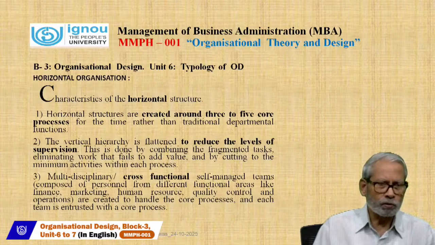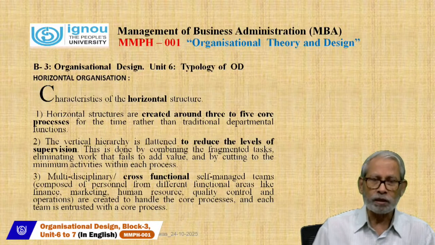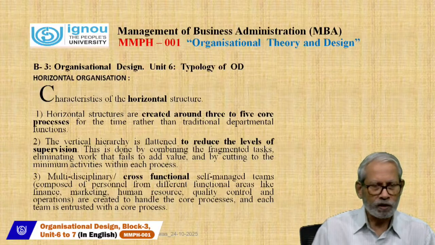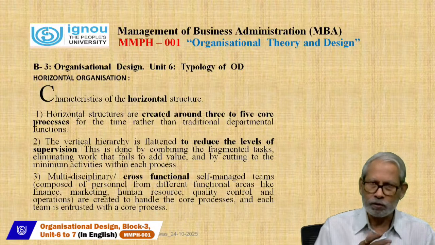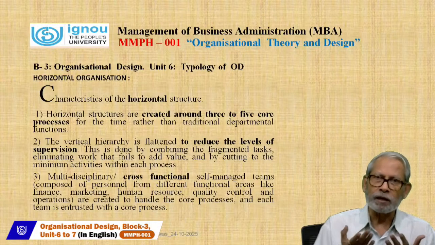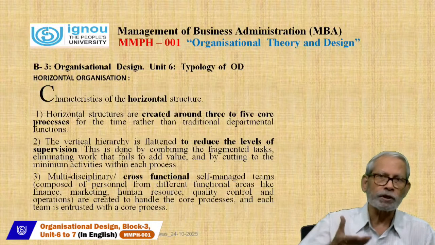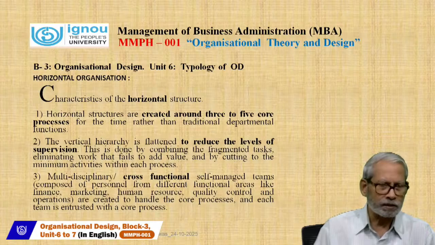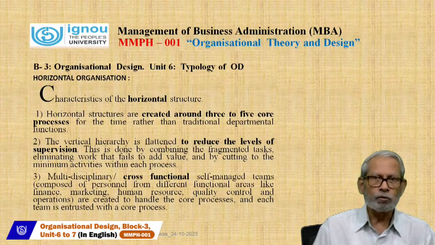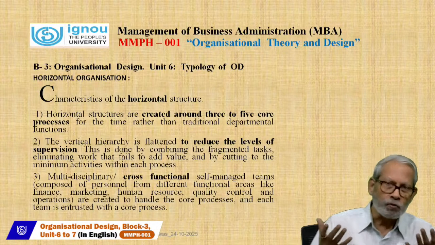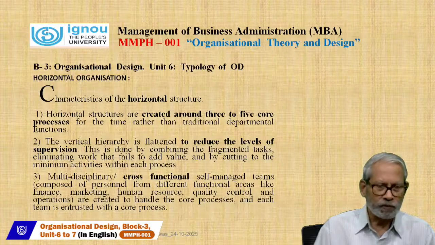Now the characteristics of the horizontal structures. It is created around three to five core processes. As the name itself says, it is a horizontal, parallel, flat type, which means it does not have levels as such. So it reduces the levels of supervision, because in this case the supervision level is low and all are in equal positions.